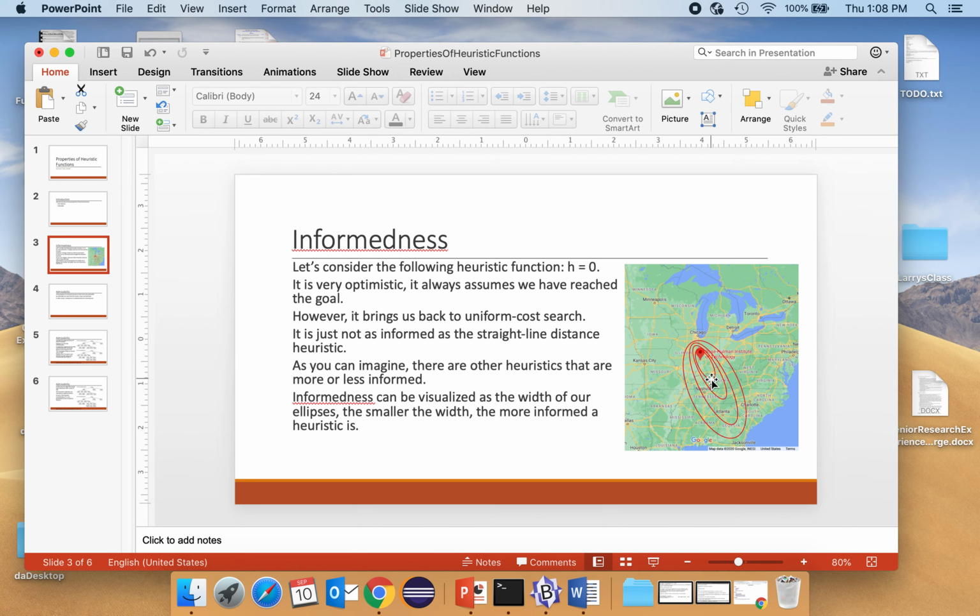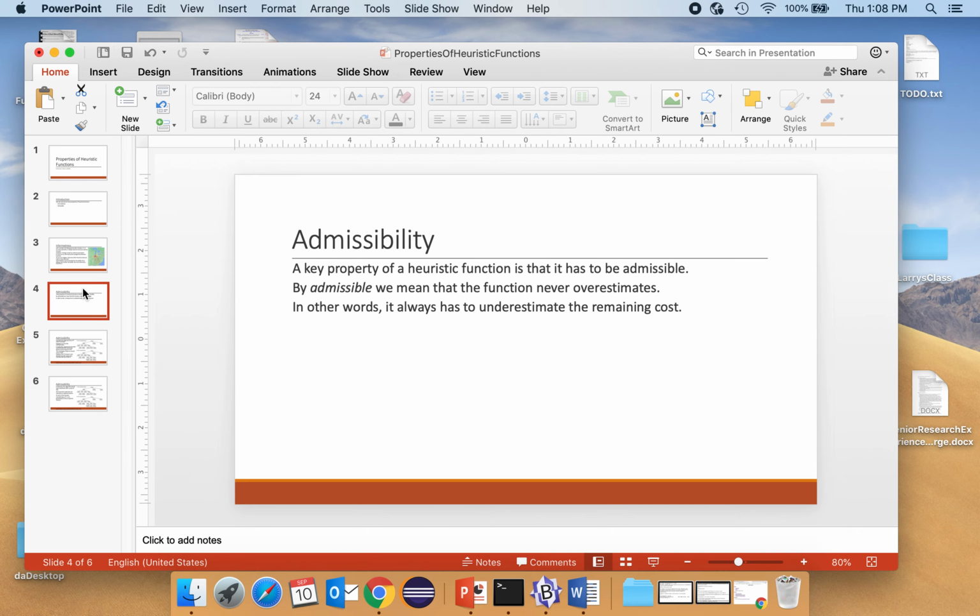The informedness then can be visualized as sort of like the width of these ellipses, right? The wider they are, the less informed they are; the more narrow they are, the more informed they are. Now, the next thing we're going to look at is admissibility, and that's sort of a crucial property. Every heuristic that we come up with has to be admissible. That means it can never, ever, ever overestimate. It always has to underestimate the remaining cost.